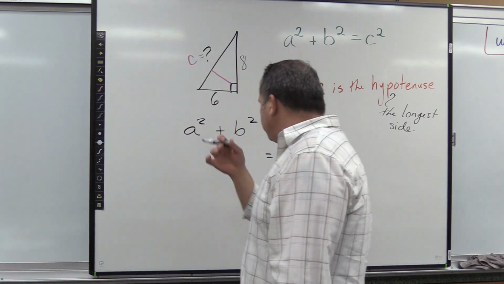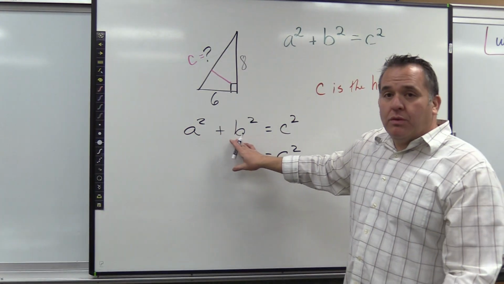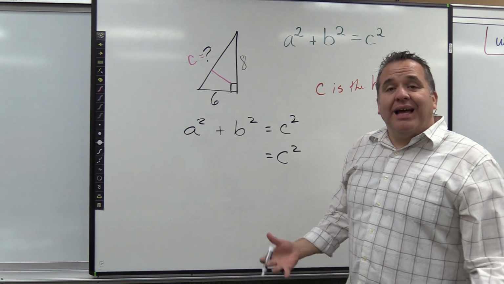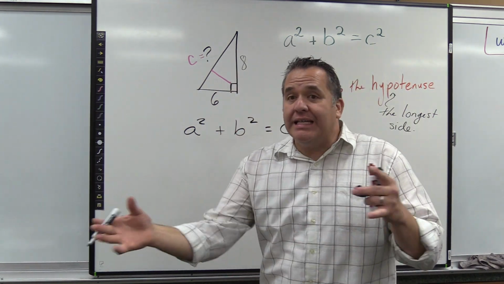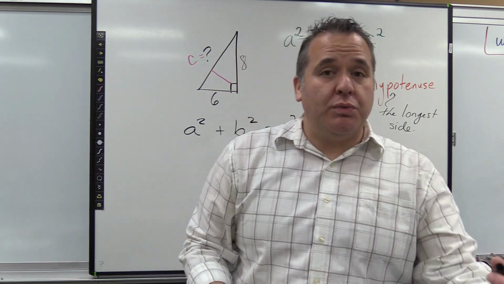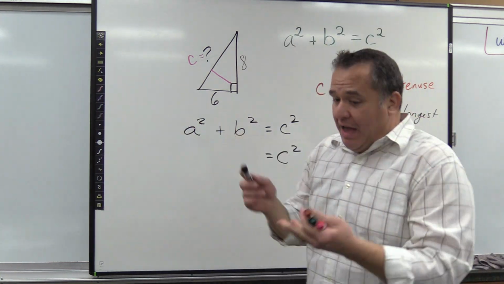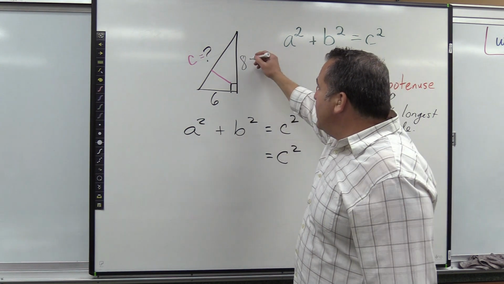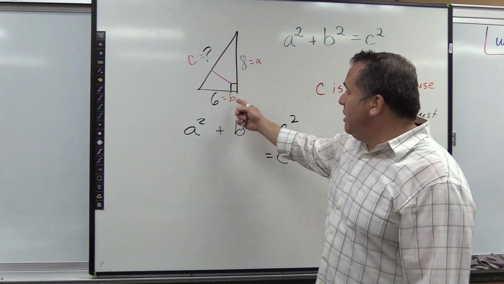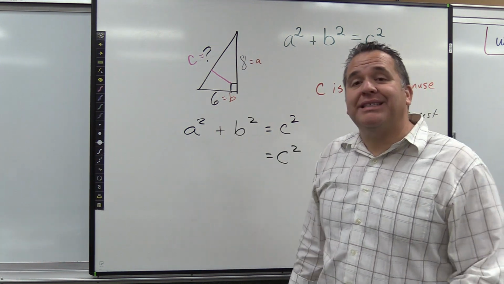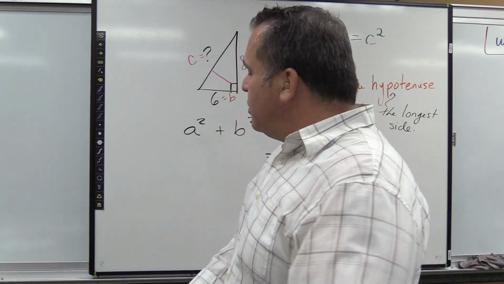Next, I got an A and a B. Which one's A, which one's B? Like I said before, if you have A and B, it doesn't matter which one's A or which one's B. So I'm just going to say this one's A and this one's B. Now, if you put B here and A here, it doesn't matter. It's going to be exactly the same answer. All right? So let's take a look.